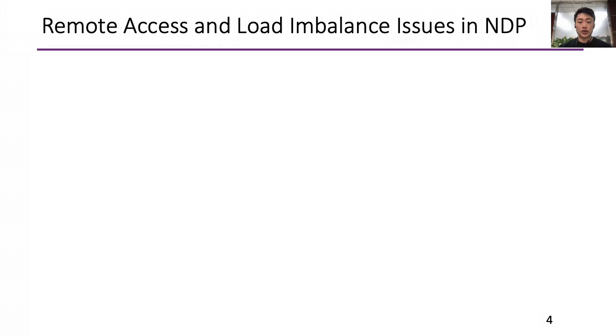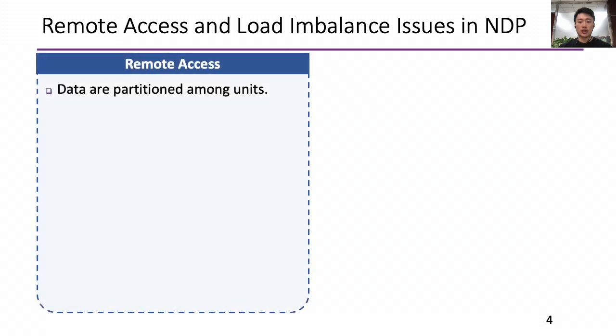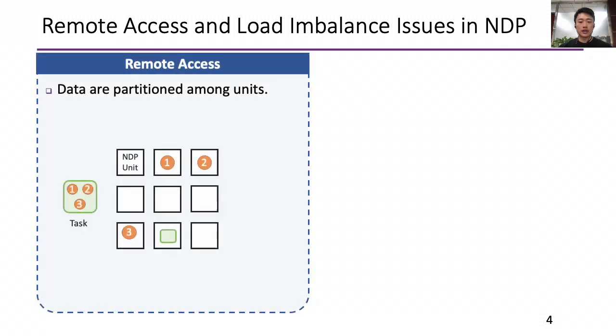Unfortunately, there are two issues in such NDP systems. The first one is a high remote access cost. In NDP systems, data are partitioned among all the units. Here is a computing task that touches data 1 to 3, which are stored in other units and require remote accesses, incurring extra latency and energy cost.